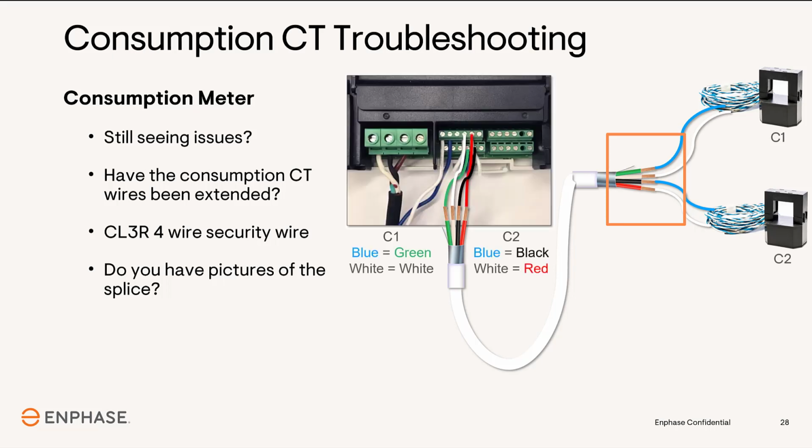Starting with the C1 wires, the white wire and blue wires are now white and green. The white wire connects to the top screw of the fourth terminal. The green wire, which is the CT's blue wire, connects to the bottom screw of the fourth terminal. For the C2 wires, the red wire is the CT's white wire and will be connected to the top screw of the fifth terminal. The black wire, which is the blue wire from the CT, will connect to the bottom screw of the fifth terminal. Correct any wiring issues and continue to the next step.